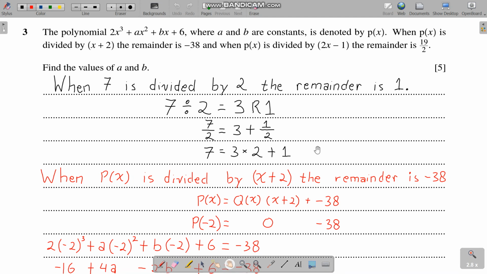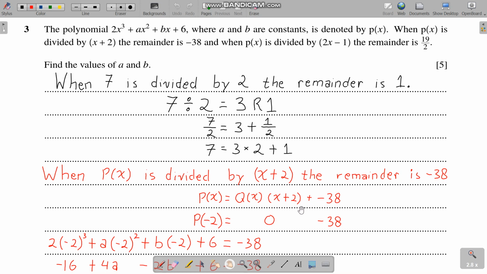So using the same concept for p of x divided by x plus 2, remainder minus 38, the dividend, the number being divided, is the p of x, the quotient is q of x. We don't know what q of x is and we don't care, and the divisor is x plus 2, the remainder is minus 38. So now we have to cleverly use the right value of x so that we can cancel out this q of x, or we can ignore the q of x, and we do that by using the 0 of the divisor.